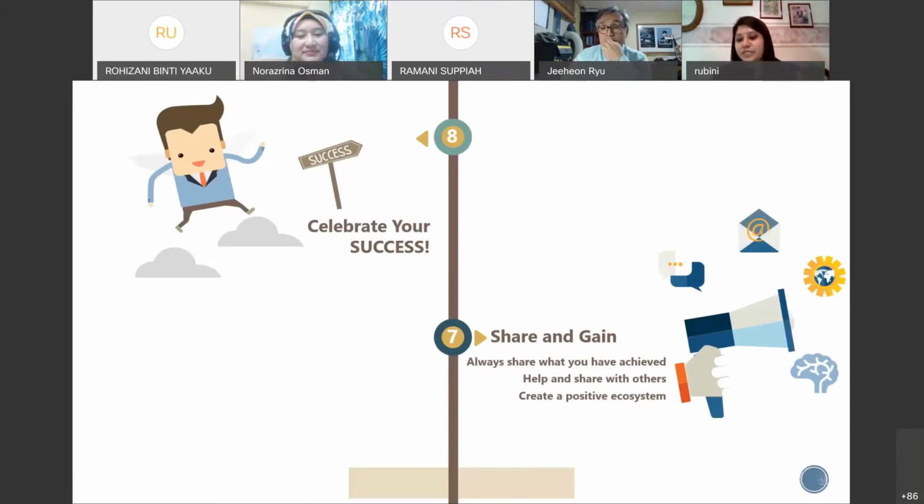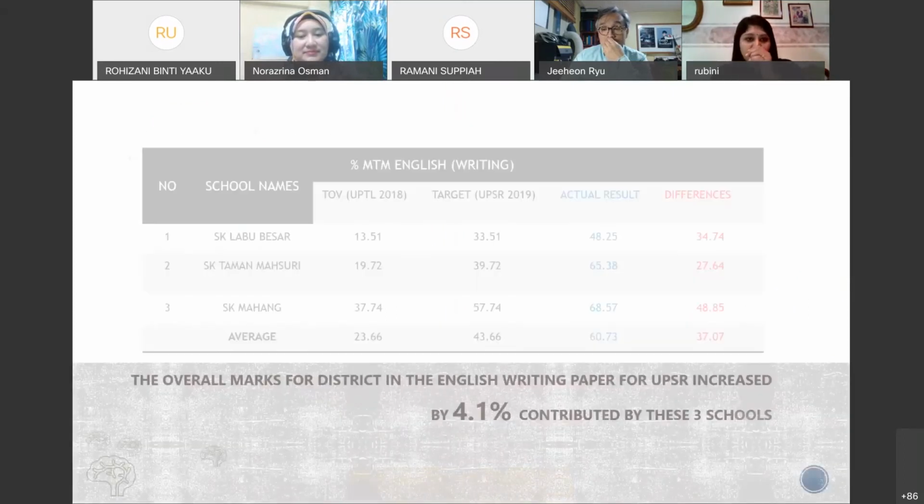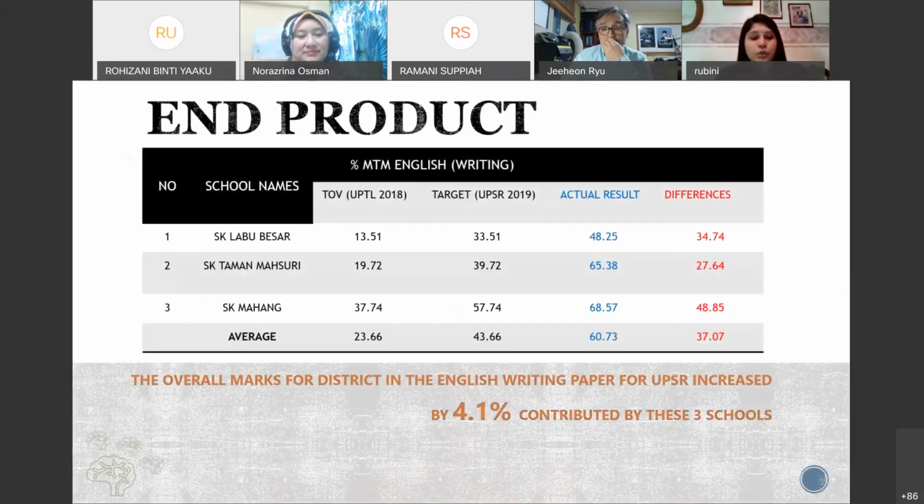So celebrate it. These are the 8 steps. We are going to the end product now. So this is the end product. You can see there, our target was actually 20% for each school. So we actually got the differences more than 20%.